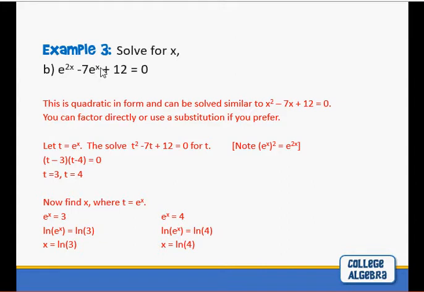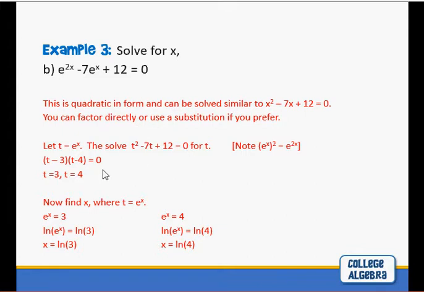So you can take this piece in the middle and let that be some other variable. I've called it t. So if t is e to the x, then t squared is e to the 2x, and I can substitute in. So I have e to the 2x is t squared minus 7t plus 12 equals 0. And then I solve for t, which is just a quadratic equation. I could use the quadratic formula, completing the square, or this one will factor into t minus 3 times t minus 4. Set each of those equal to 0, we get t equals 3 and 4.